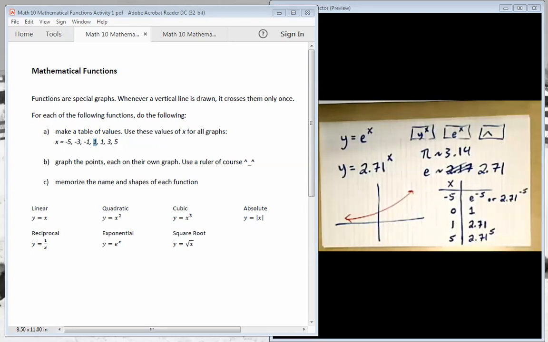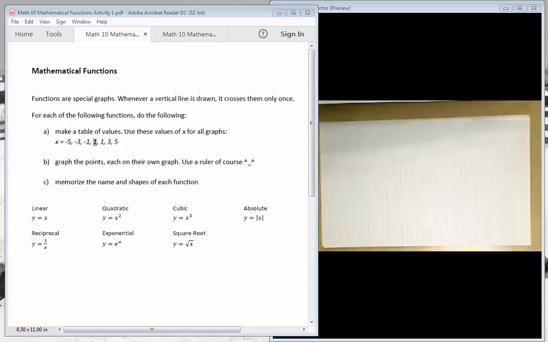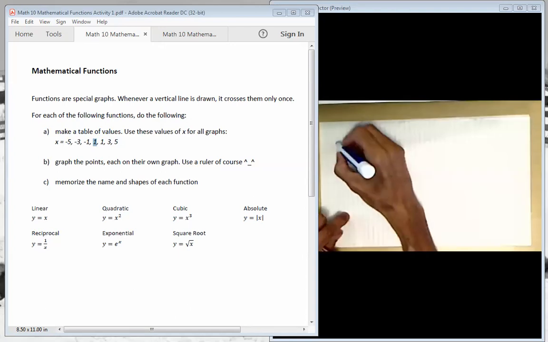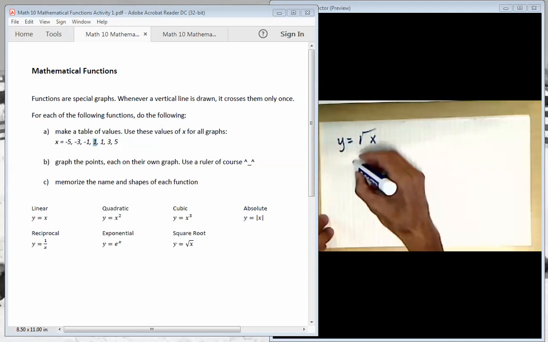All right. And then to finish it off, just because you guys have been working so hard, here's the last one. Yeah, and I'll leave that for here today. And we'll do the next little bit tomorrow. The square root. That is going to look like this.